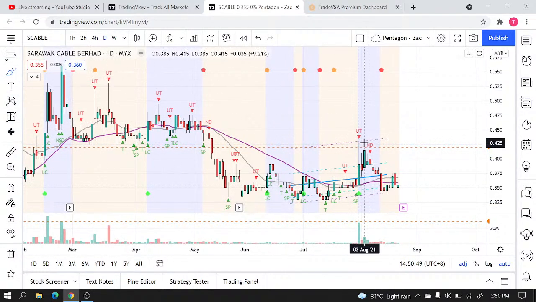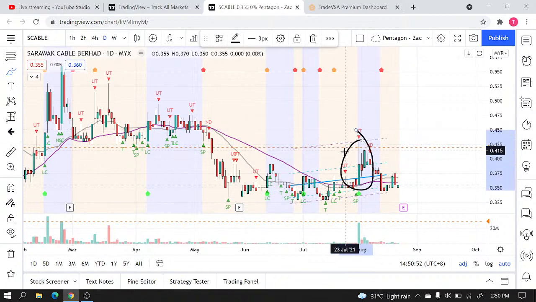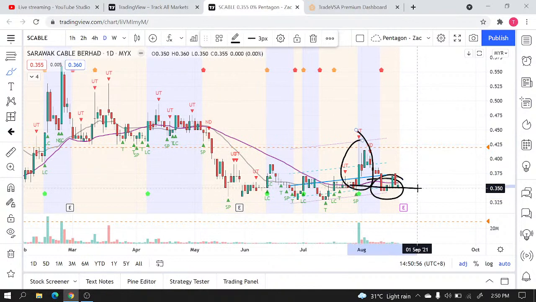So this is UT high volumes, a bit similar to Opcom. And this is the area where you want to look for more signs of strength. Hopefully we'll see a little bit more signs of strength coming in.